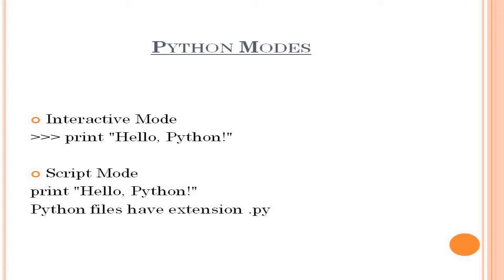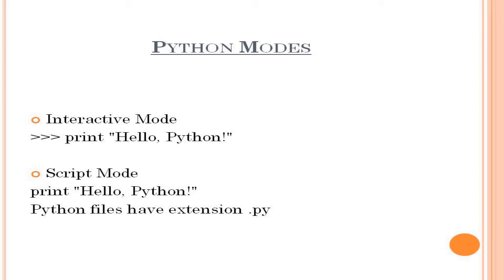So how do we write the Python program? In order to write the Python program, there are two modes. The first mode is called interactive mode. In interactive mode, the program which is written, the results can be obtained instantly or directly on the same screen. The second mode is script mode.